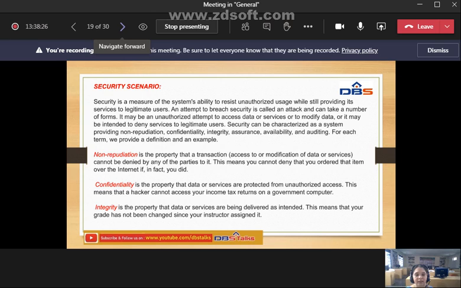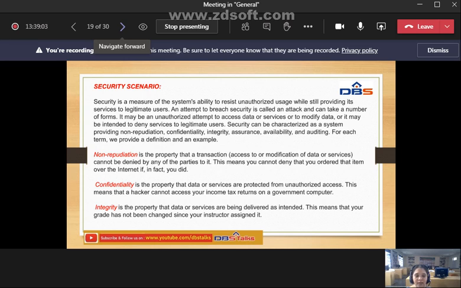This means that a hacker cannot access your income tax returns on a government computer. For example, hackers hack the data while confidential matters are being transferred from sender to receiver. When you maintain confidentiality, hackers cannot access your income tax returns on a government computer. That is confidentiality.